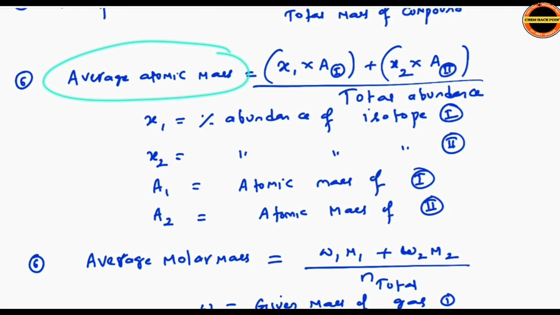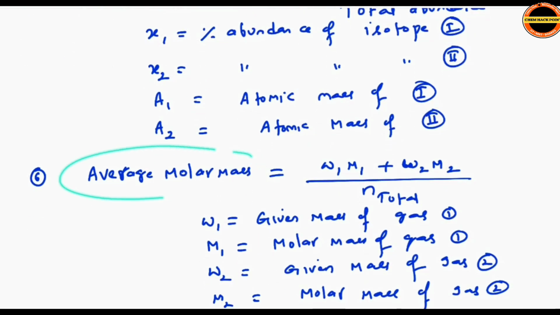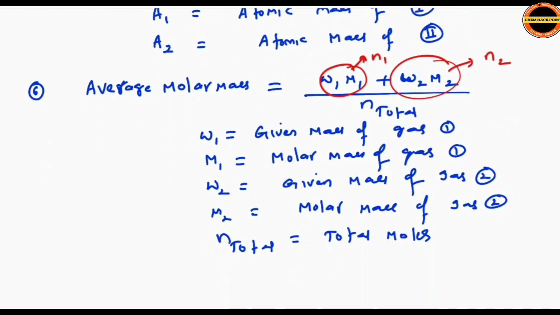Average atomic mass calculation is done whenever isotopes of the same element are given. Refer to the formula given here properly. Similarly, average molar mass for gaseous mixtures: one gas W1 into M1, second gas W2 into M2. Or you can write W1 by M1 is N1 of gas 1, W2 by M2 is N2 of gas 2, and total moles N total.